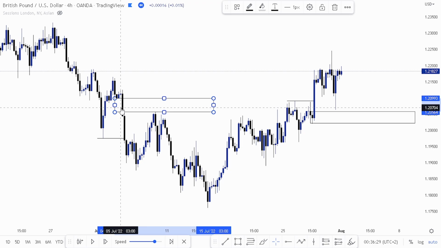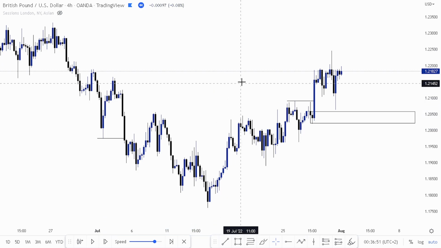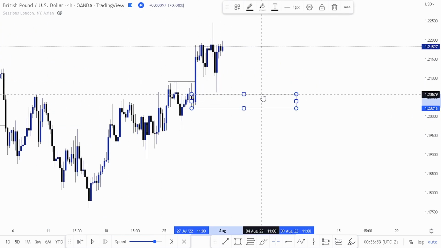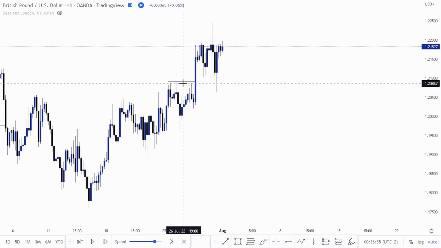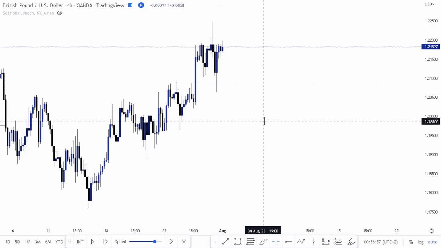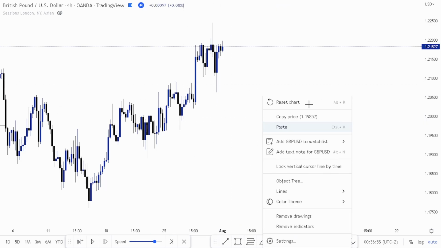Which gives you some kind of confirmation that if we have a level of supply right over here and we've got imbalance, price has to come back and close this imbalance, meaning we are going to get tagged in our level of supply or our level of demand. So I just randomly went back with our replay tool.